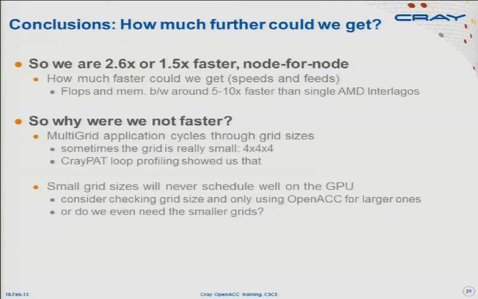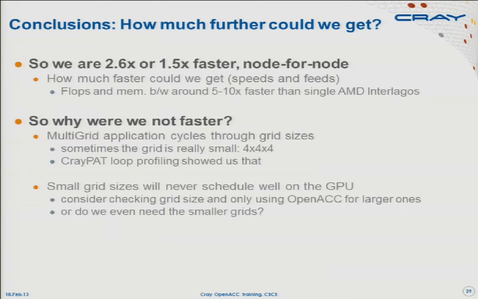The CrayPAT loop profiling told us that we had really small loop nests sometimes. So then you start to say, well, why are we doing this? What was the point of multi-grid? The point of multi-grid was supposed to be an algorithm that enabled you to solve your problem faster on a computer by using large-scale information. So it was only ever an optimization.